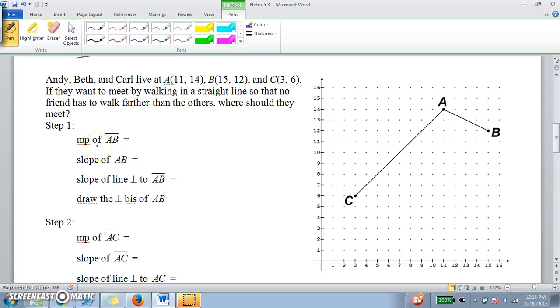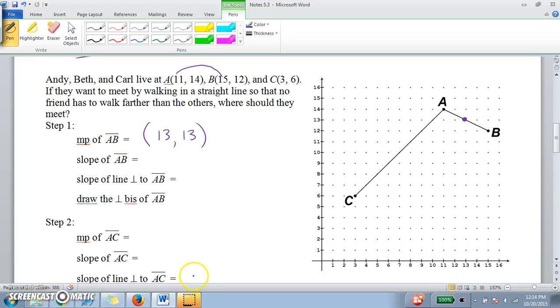So step one, we've got to find the perpendicular bisectors. So the first thing we need to do is find the midpoint of AB. If we look at the coordinates of AB, 11 and 15, I need to take the average of that. If I take the average of 11 and 15, that gives me 13. If I take the average of 14 and 12, that also gives me 13. So 13, 13, this point right here is the midpoint of AB.